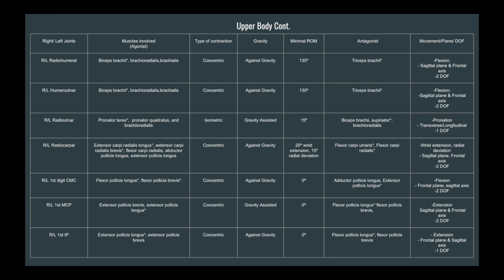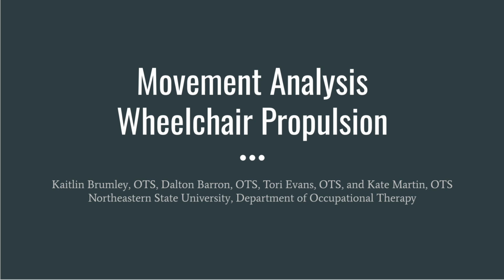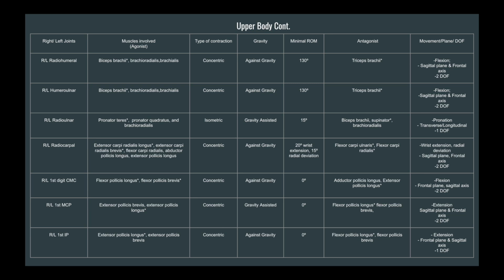For the first digit MCP joint, it is in extension along the sagittal plane and the frontal axis. The main agonist is the extensor pollicis longus, and the main antagonist is the flexor pollicis longus. For the first digit IP joint, it is in extension along the frontal plane and the sagittal axis. The main agonist is the extensor pollicis longus, and the main antagonist is the flexor pollicis longus.